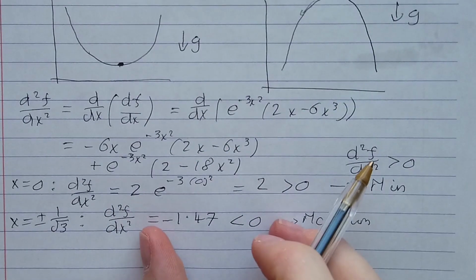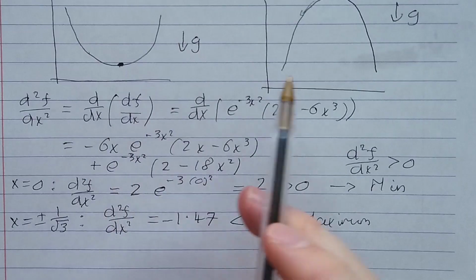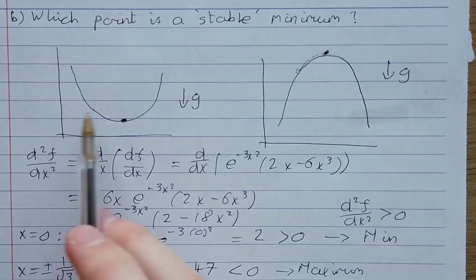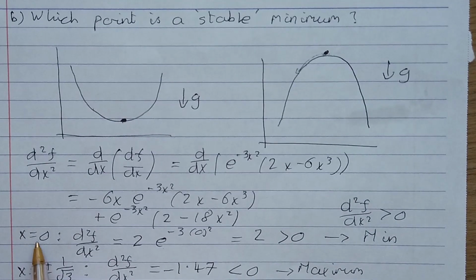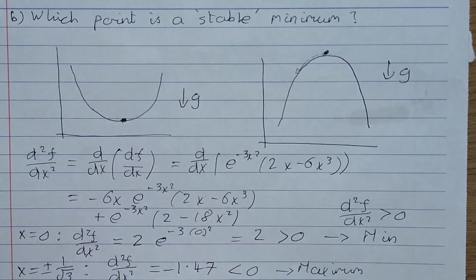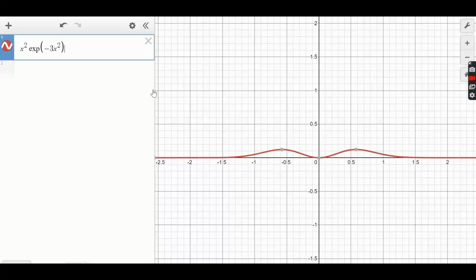If we zoom in really close to these 2 points, they have this form and this form. We said that our first form was stable, so this minimum at x equals 0 is a stable point, and our ball will stay within it.